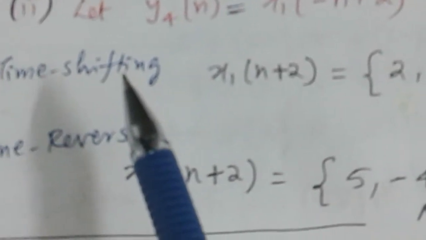Next, even though it's time reversal, first we should do time shifting, then the time reversal. Time reversal means x1 of minus n plus 2. That means this will come this side and this will go that side. Just write the reverse of it and write the origin. There ends x1 of minus n plus 2.